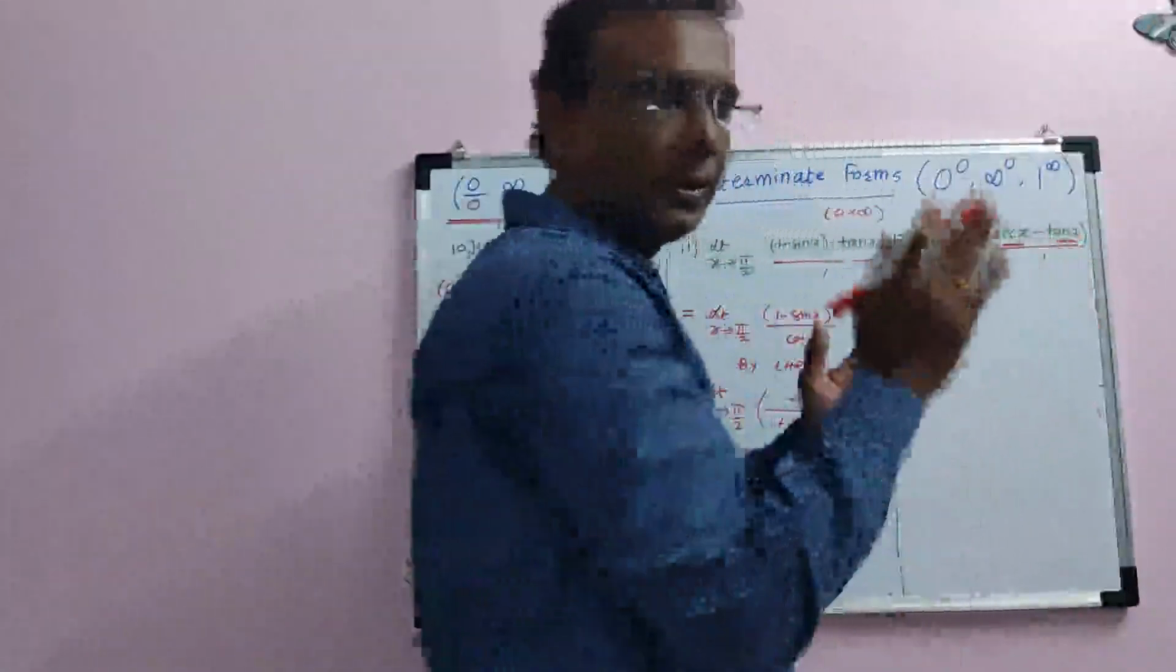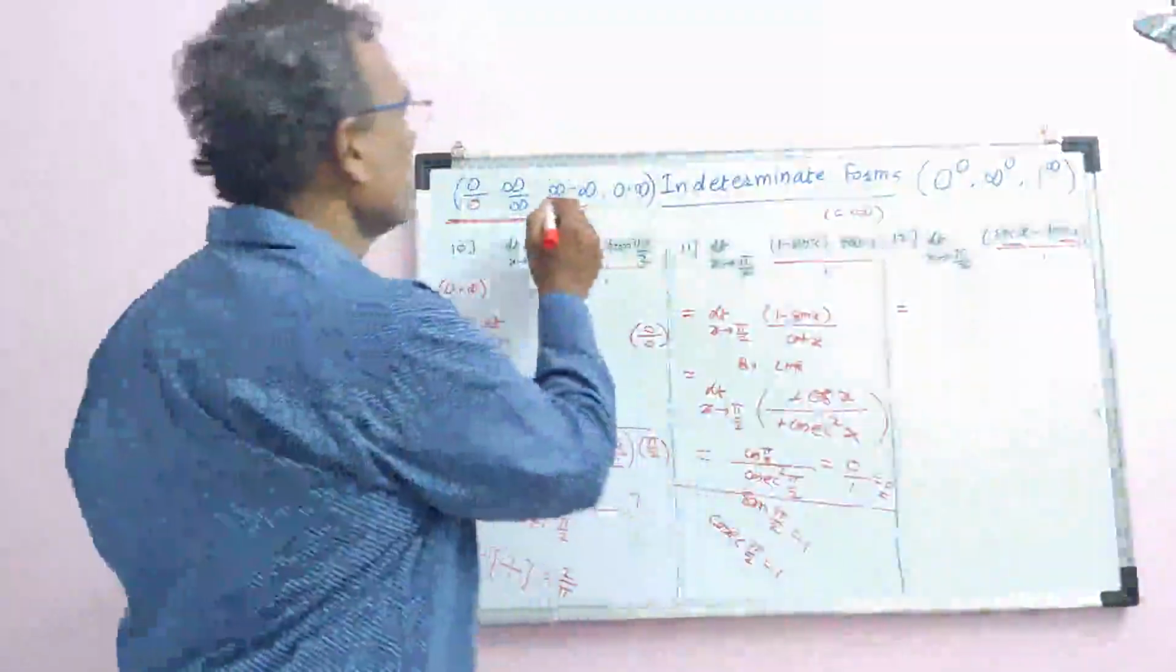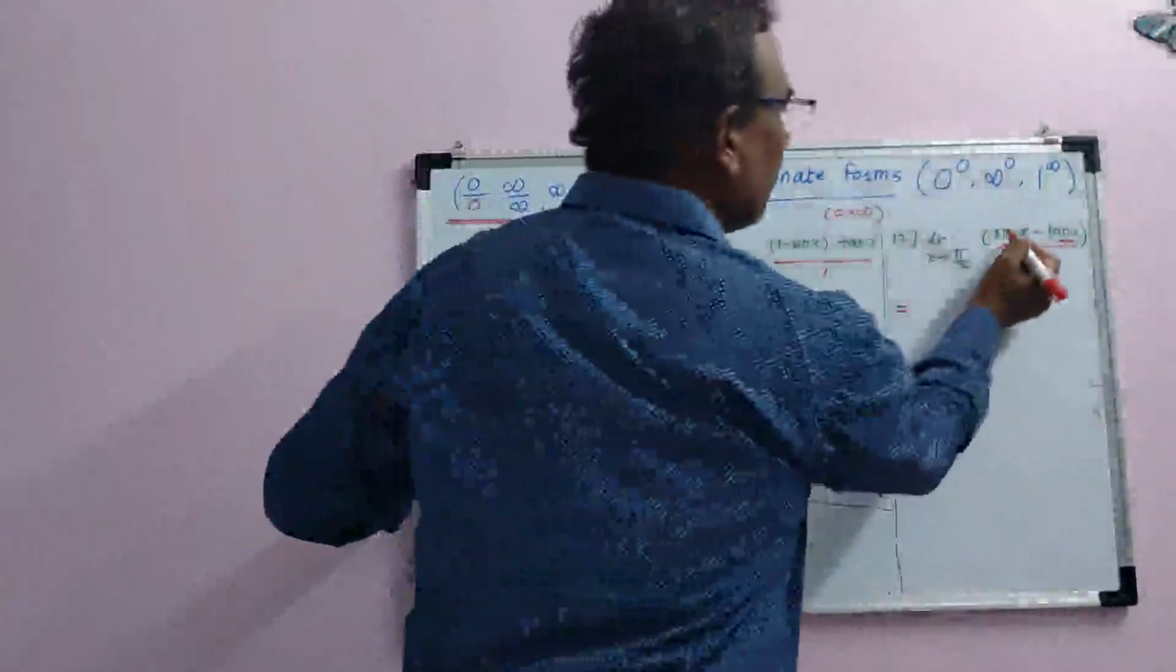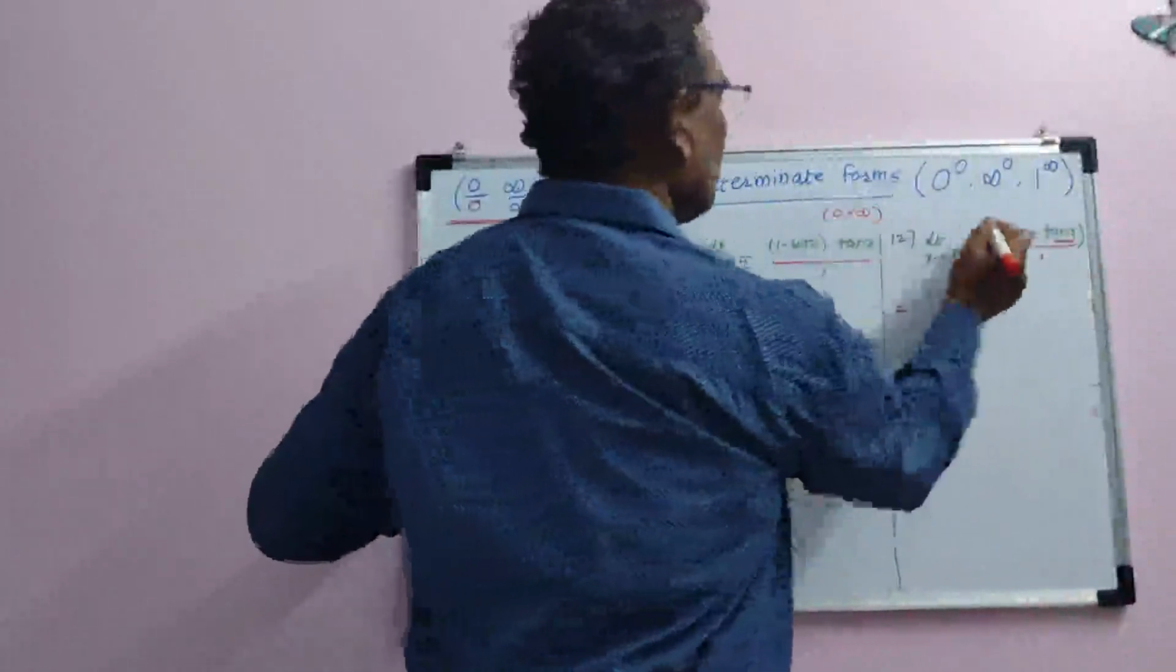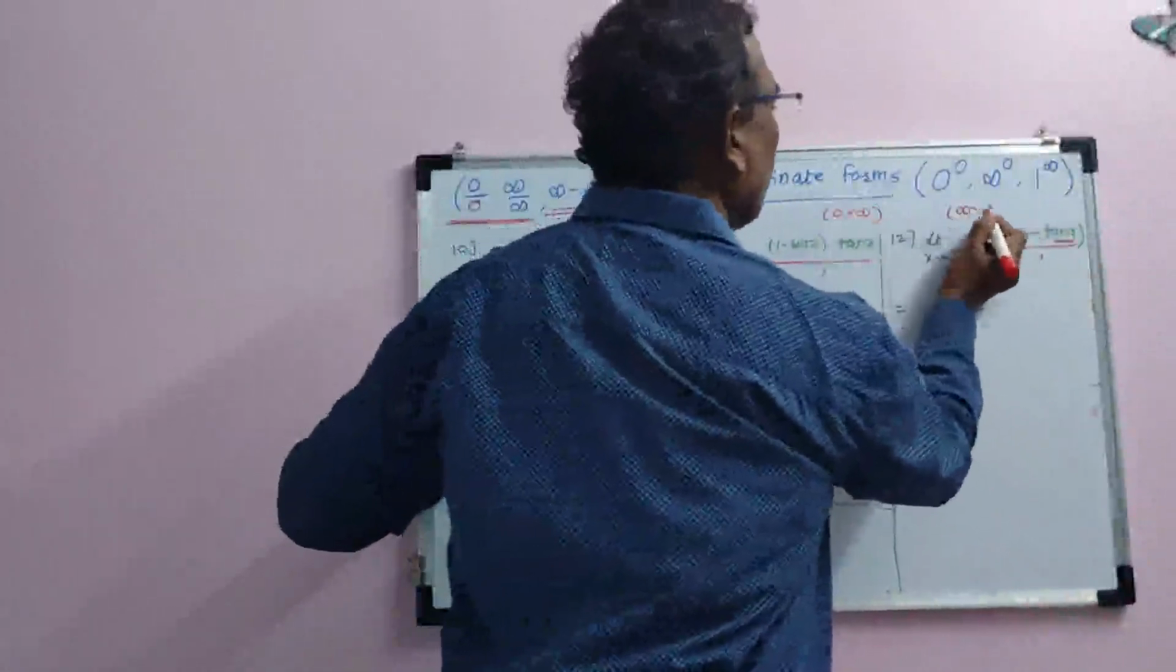First term minus second term. Okay. This type of problem comes under infinity minus infinity. You can check it here. Sec pi by 2 is infinity and tan pi by 2 is infinity. It's infinity minus infinity form.